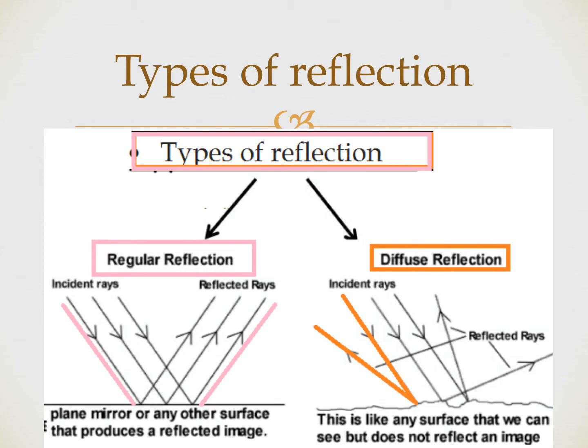If you look at the wall, you will realize that the wall does not have a smooth surface. As you can see in the picture in front of you, the light beams hit the wall surface and reflect at many different angles. They don't have the same angle. This kind of reflection is called diffuse reflection.